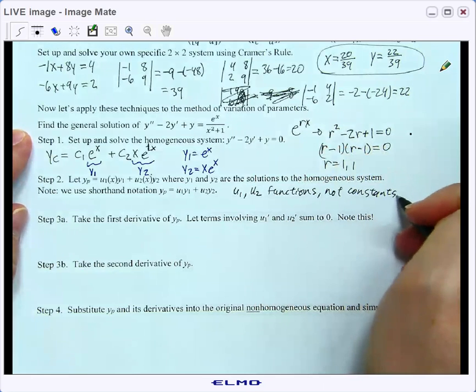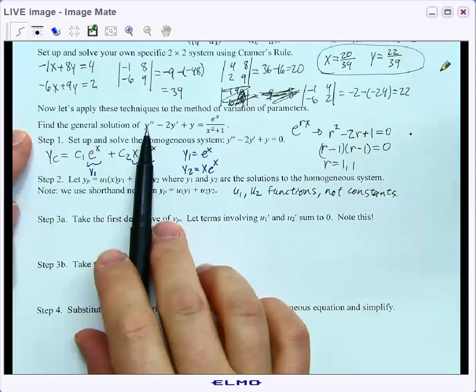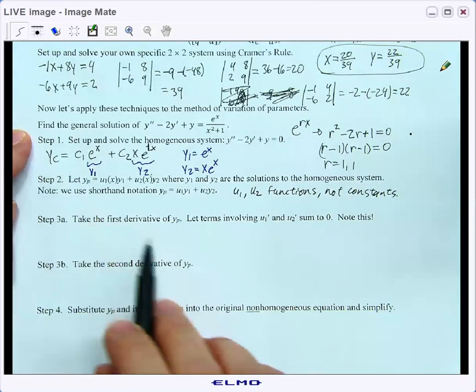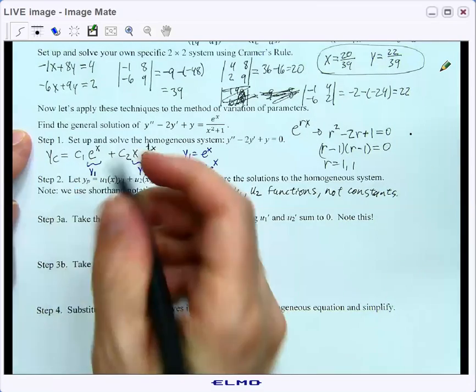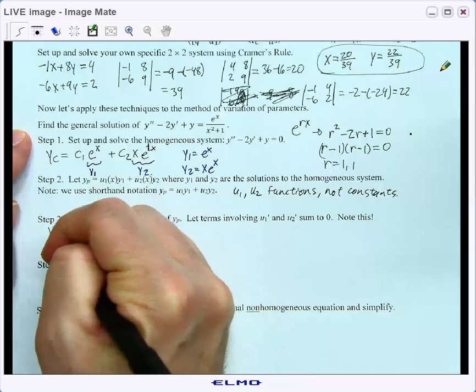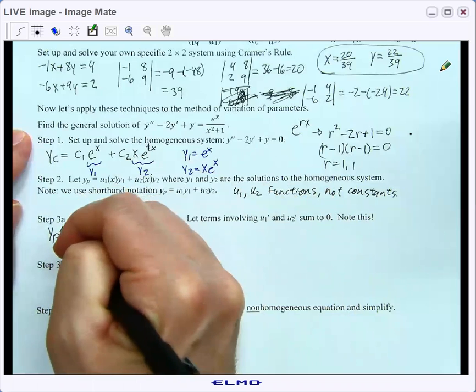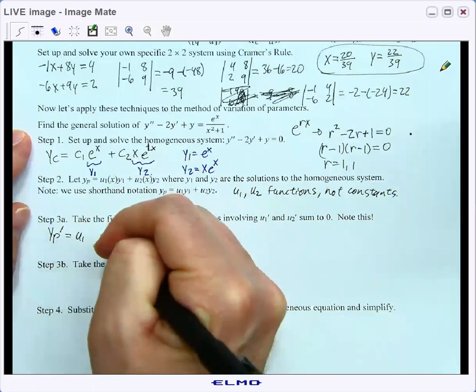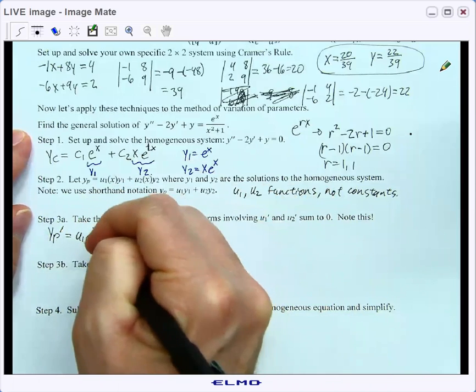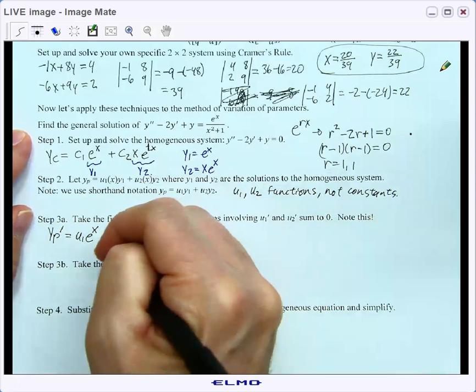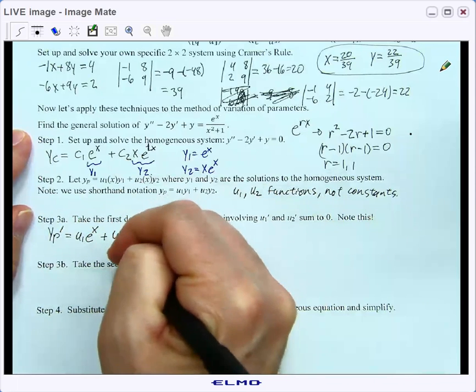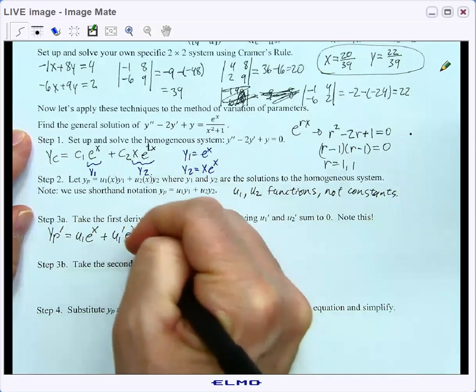Okay. So since we're going to be needing a second derivative here, let's take our y sub p and take its first derivative. So y sub p prime is equal to u sub 1 e to the x plus u1 prime e to the x.